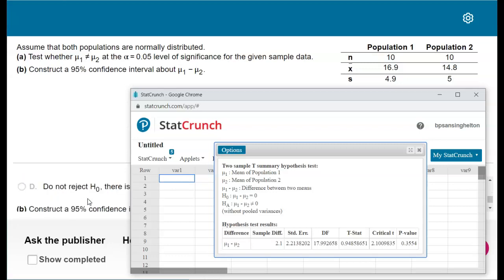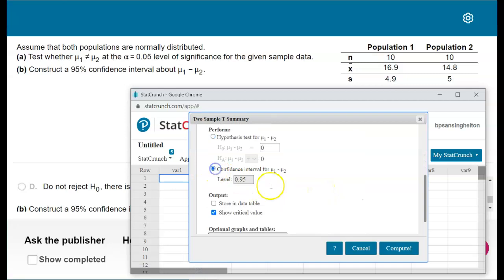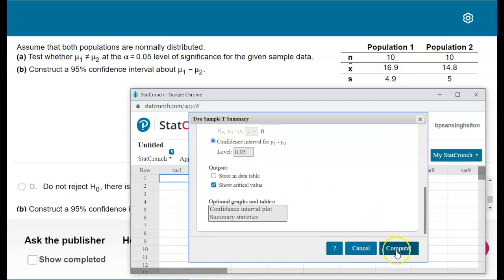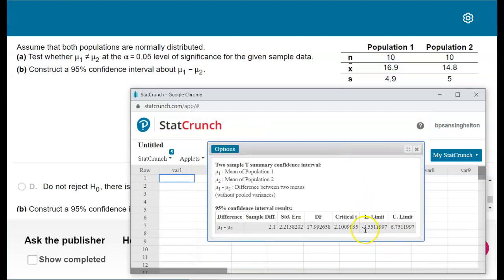Okay, now we're going to construct a 95% confidence interval, so we can go back to that same problem and, instead of a hypothesis test, do a 95% confidence interval, and again, compute. So here, this is our lower limit for the confidence interval and our upper limit for the confidence interval. Okay, I hope this helps.